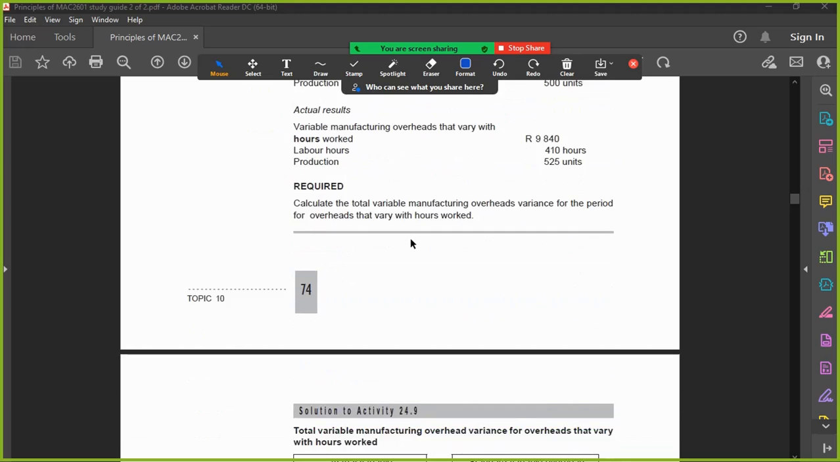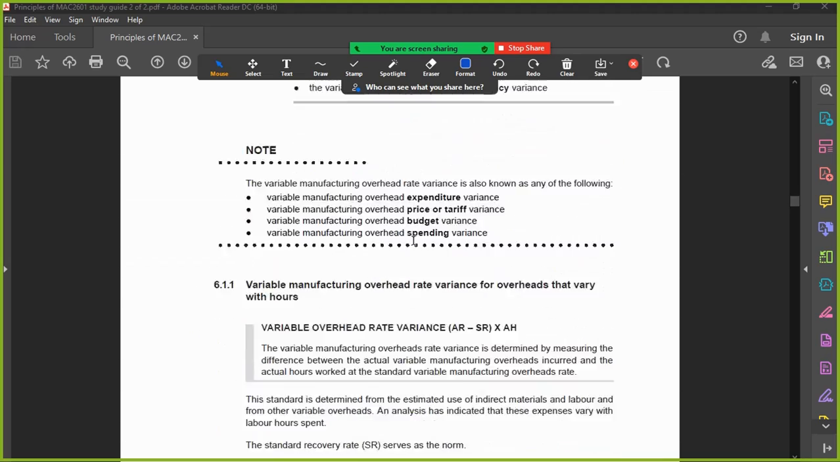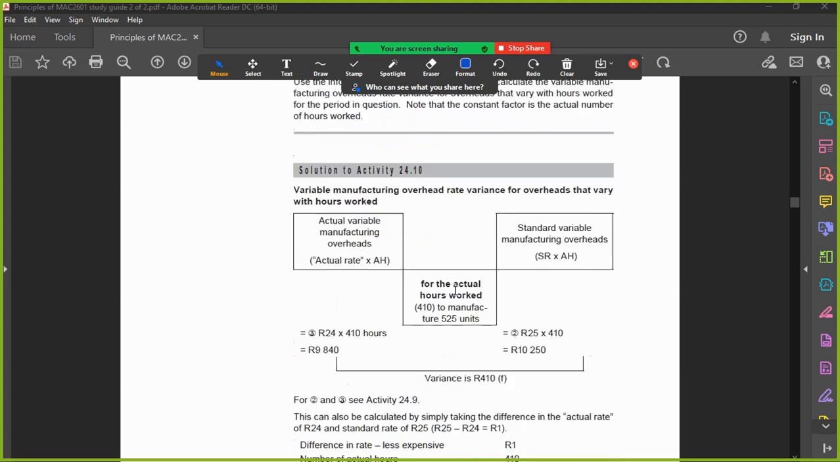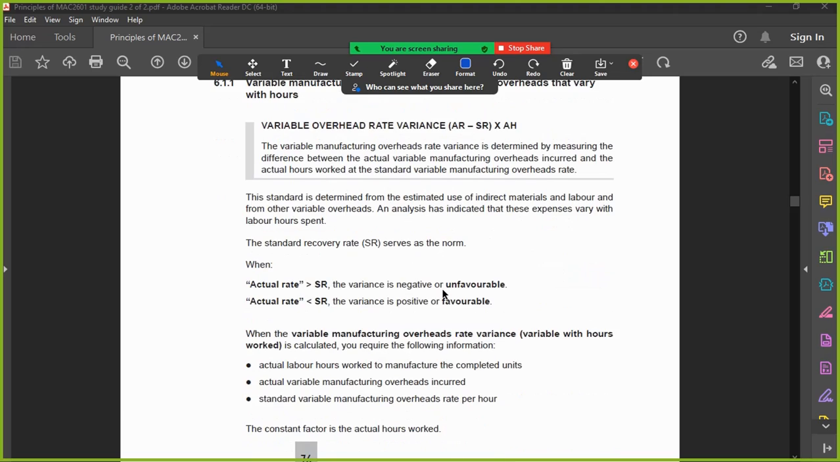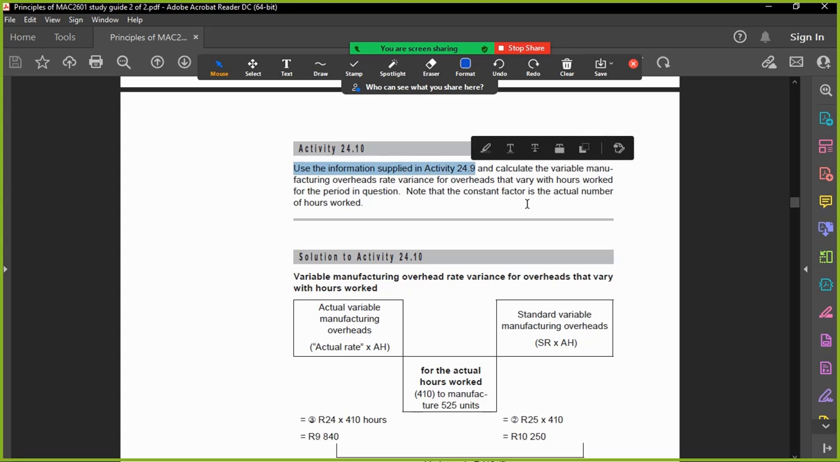I'm going to go through more of these. It's always the same. Maybe some just to show you journals. Here's another example. Have a look at this one. What is this one focusing on? Where's the question? On top of it, it says use the information supplied. It's the same activity.